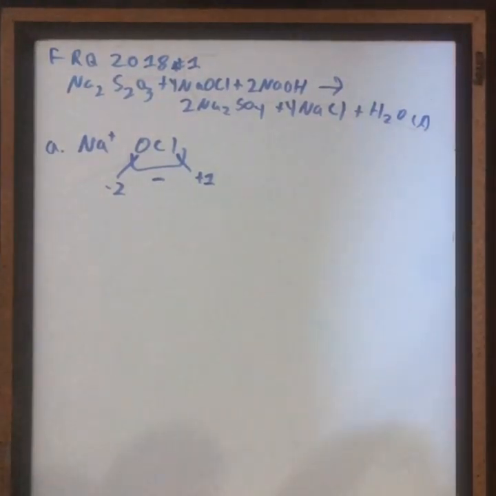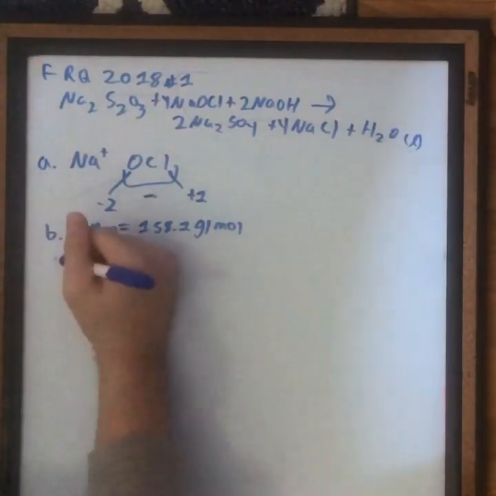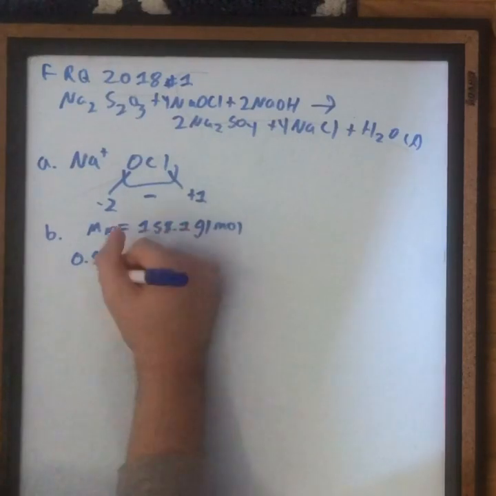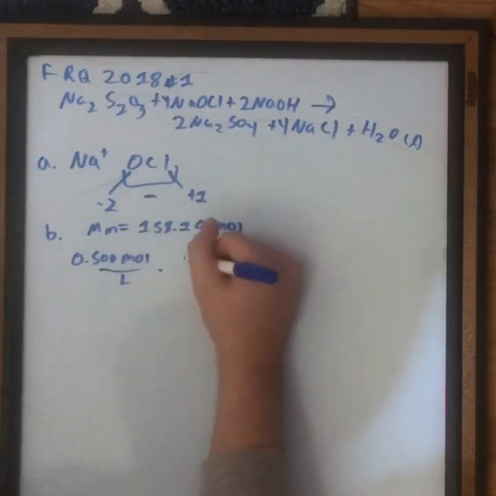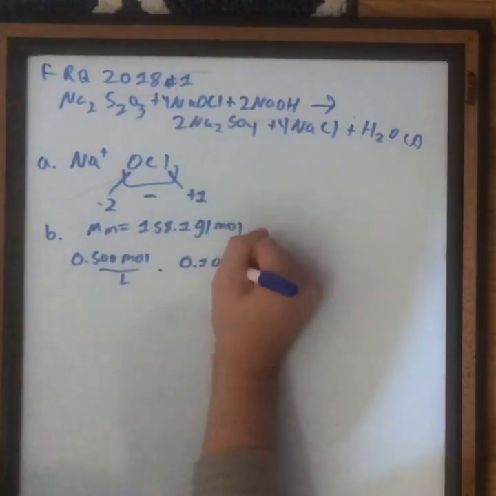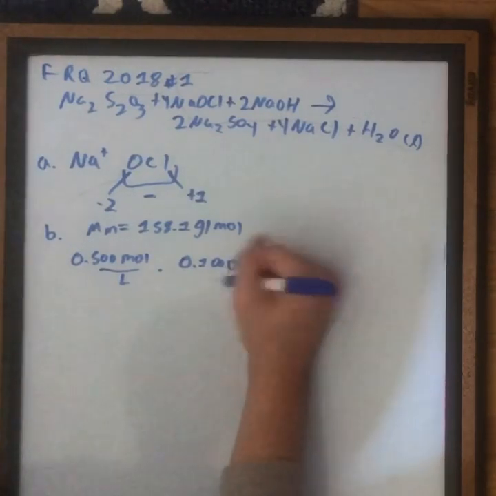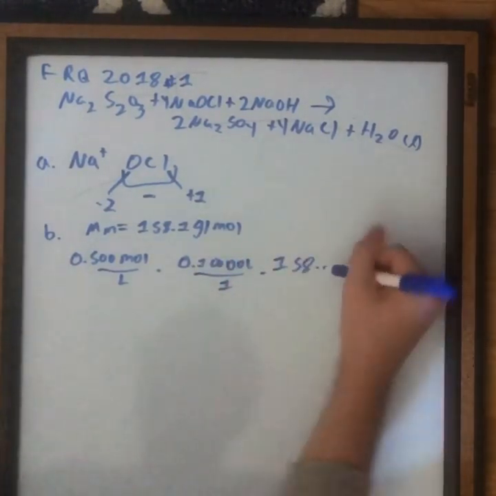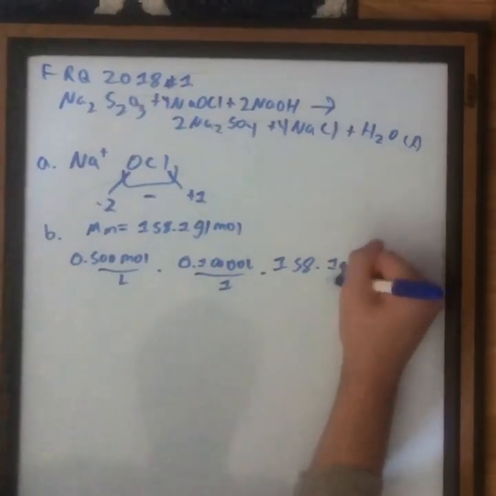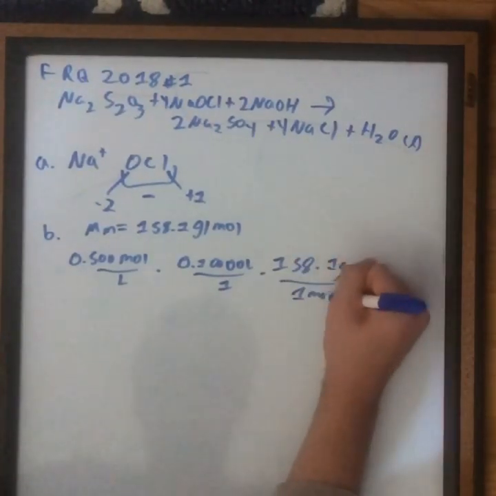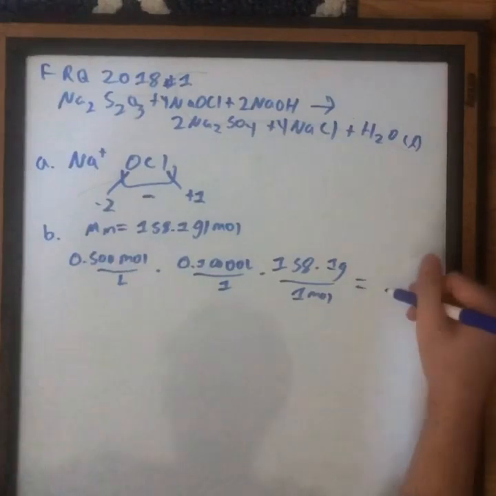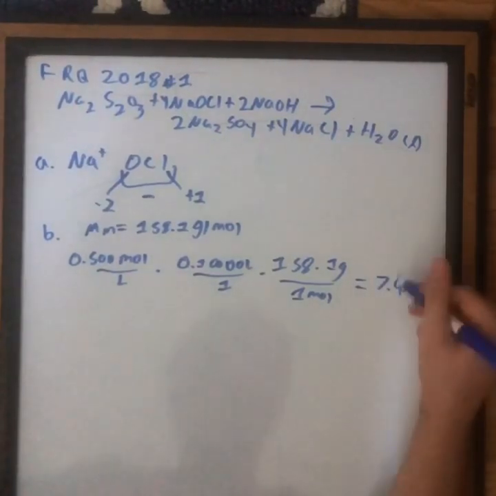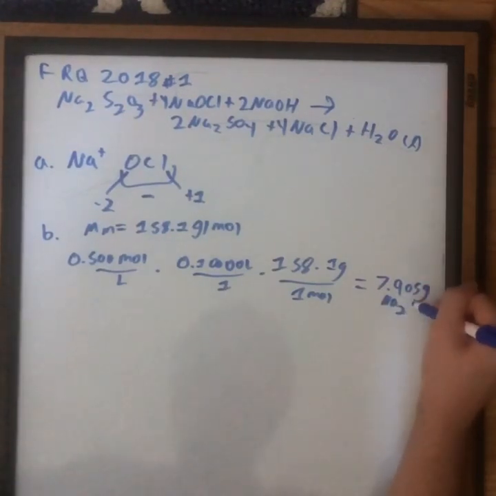Part B. Calculate the number of grams of sodium thiosulfate needed to prepare 100 milliliters of 0.5 molar sodium thiosulfate. All we need to do is multiply the concentration by the volume in liters. Make sure you convert to liters. And then multiply it by the molar mass, which is 158.1 grams per mole. And our result is 7.905 grams of sodium thiosulfate.